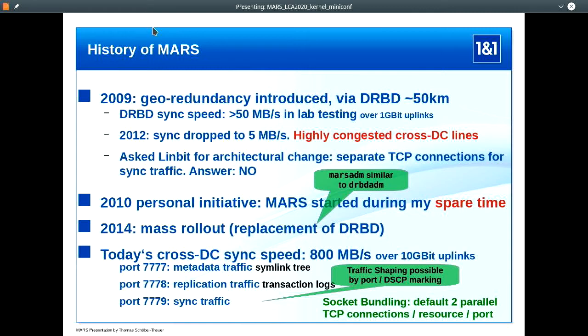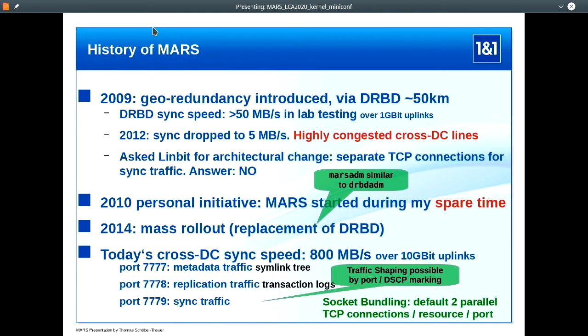Well, then what is probably interesting, why is Mars existing? It's an interesting history. The project started even before I entered the company, but when I entered it in 2008, the project finished in 2009, DRBD was used, it was the first attempt for solving the geo-redundancy over 50 kilometers. And the reason why I developed Mars is original lab testing, which has not been done by me, was an ordinary sync rate, which is, well, at that time, 1 gigabit uplinks were the ordinary standard technology, and more than half of this speed was reachable, and so there was no problem.